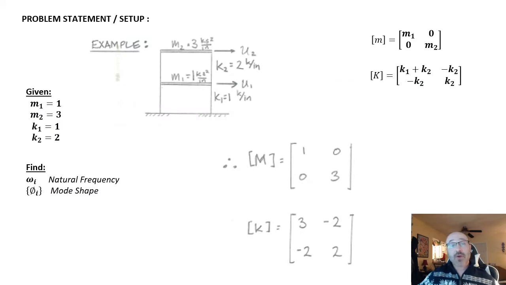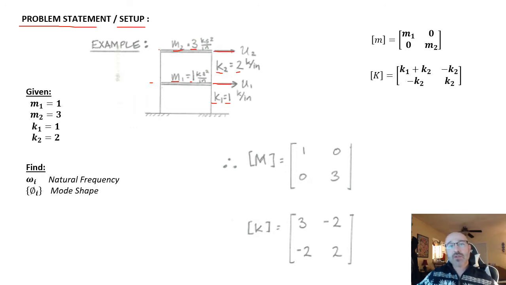So for our example problem here, as I mentioned, we're going to be dealing with a 2-story shear frame building. So we can see here's our problem statement and our setup page right here. So this is our example right here. We can see there's 2 stories right there and there. We can see that our M1 is equal to 1. Our M2 is equal to 3. We have our K1 is equal to 1 and our K2 is equal to 2. And we also have our U1 and our U2 right there.